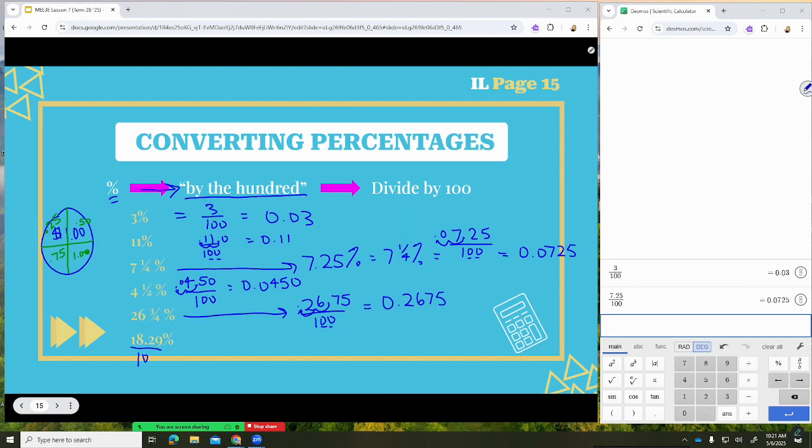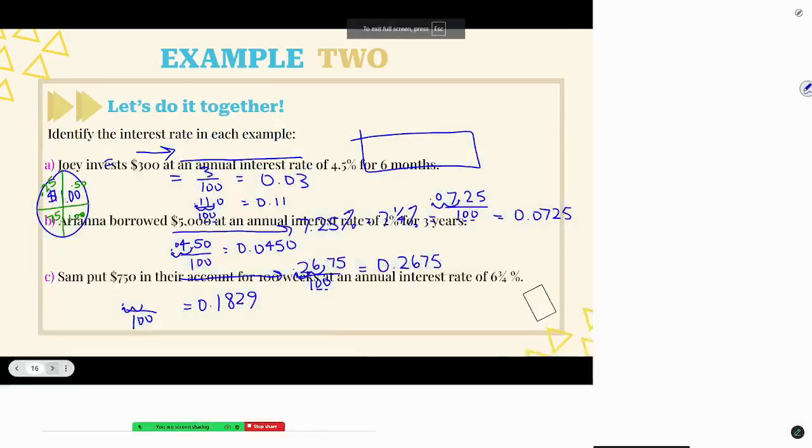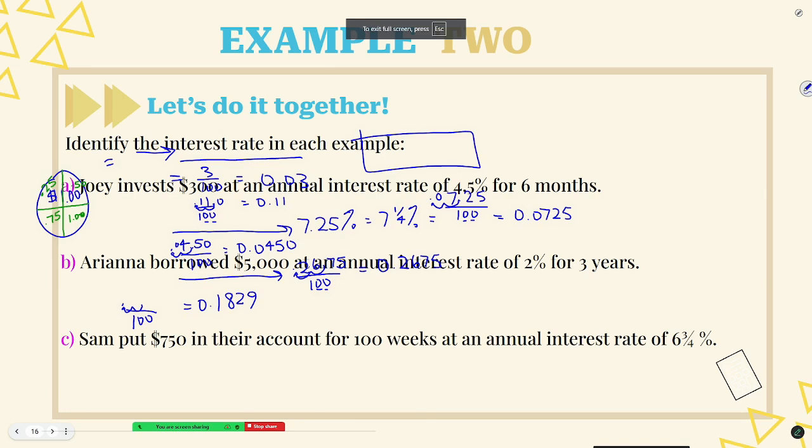18.29%, we have to divide it by 100. We're moving our decimal place 2 spots. We get 0.1829. We need to convert our percentages into decimals, and you do that by dividing by 100. You want to practice this so that you get good for when we need to identify the interest rate.